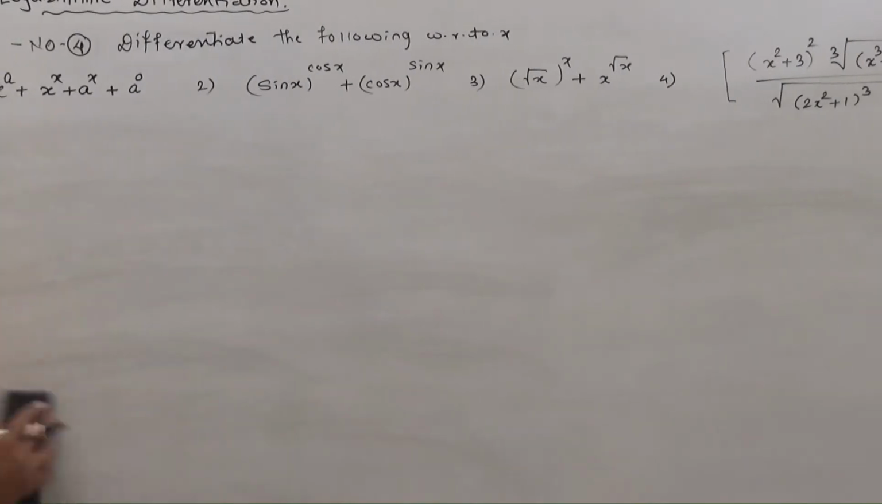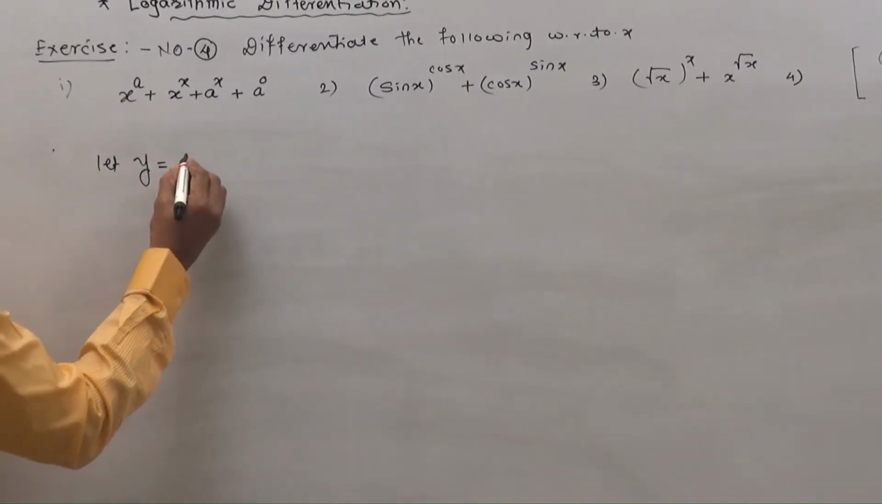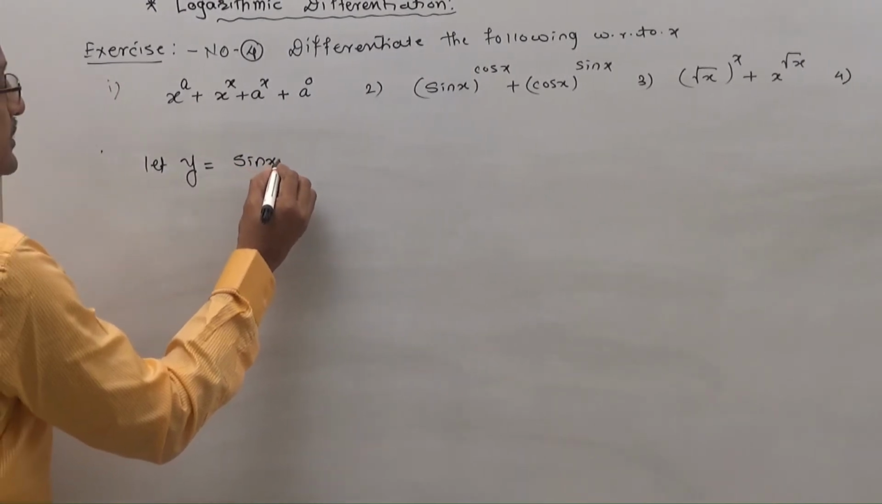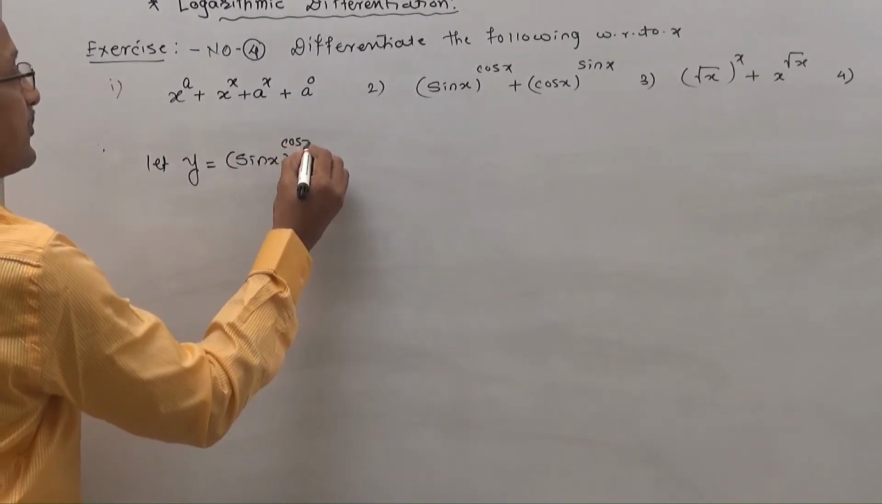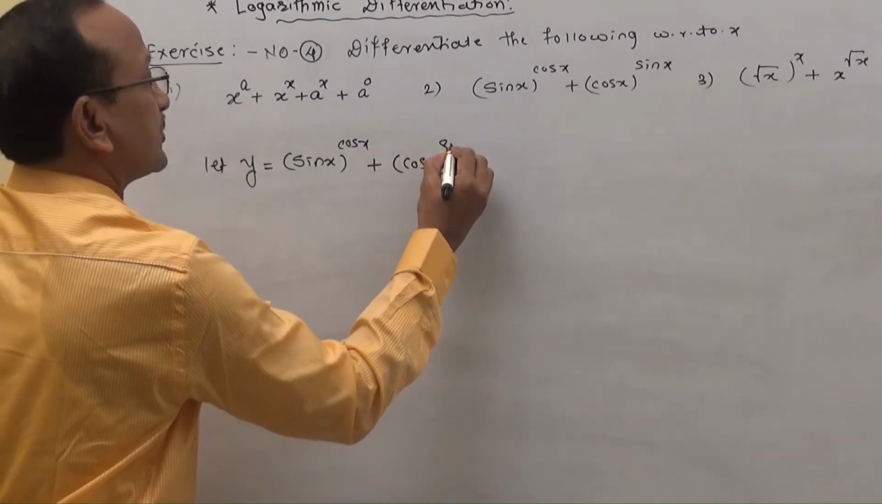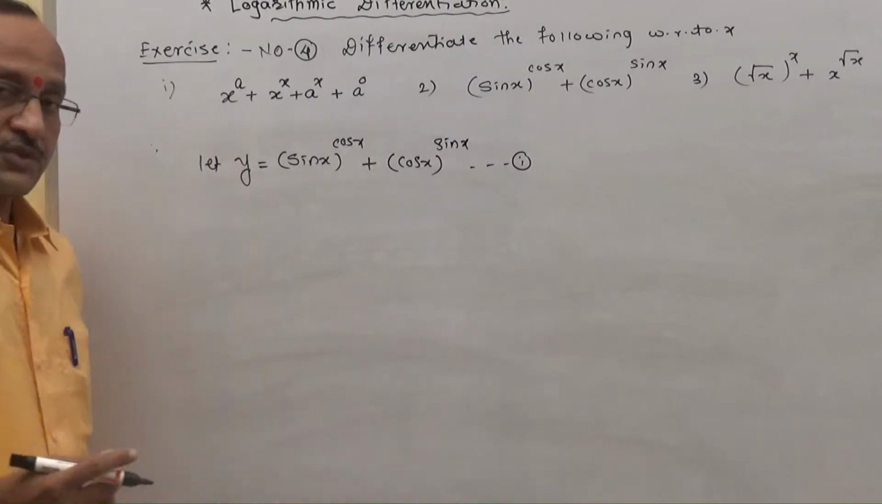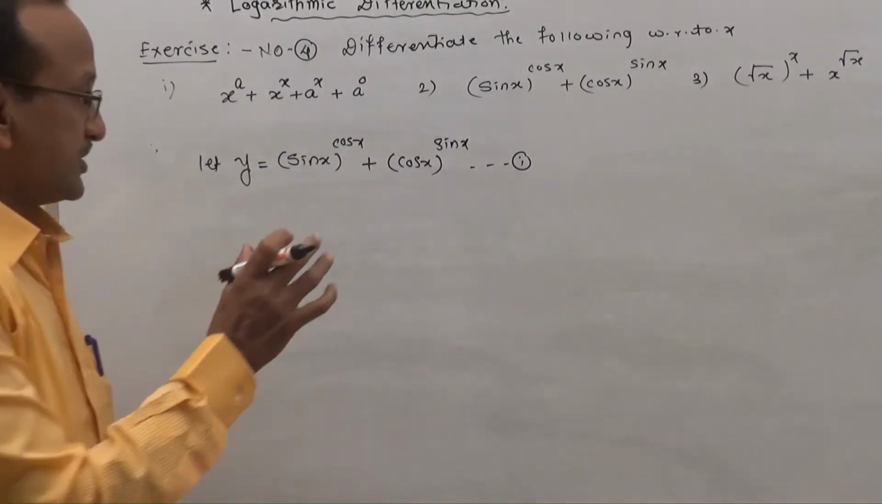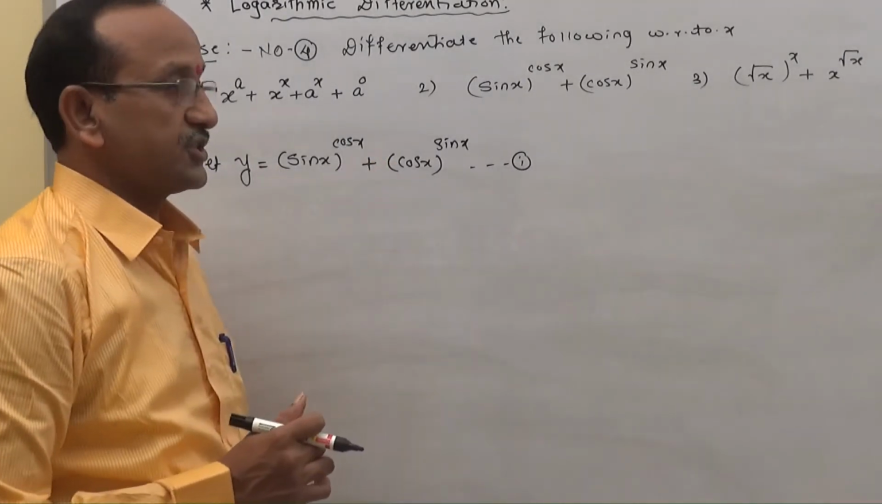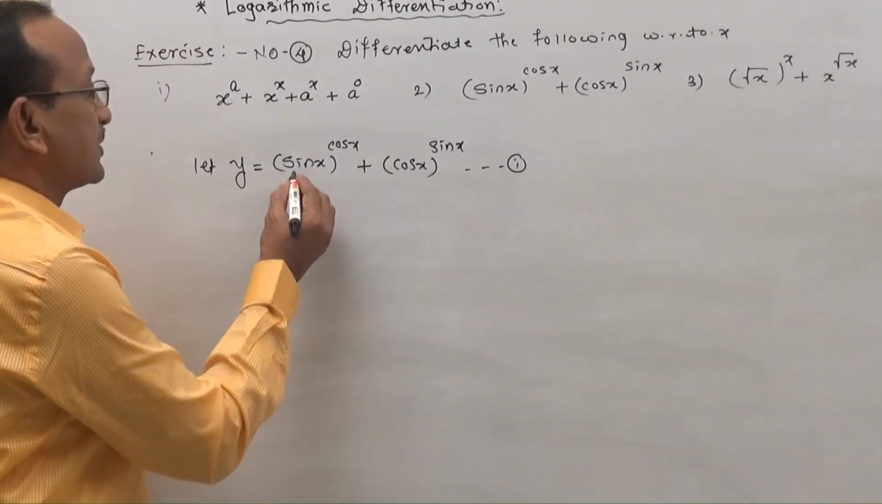So now take the second example. Let y is equal to sin x raised to power cos x plus cos x raised to power sin x. Give number here. So how do we differentiate this function with respect to x by using logarithmic differentiation? Now consider.